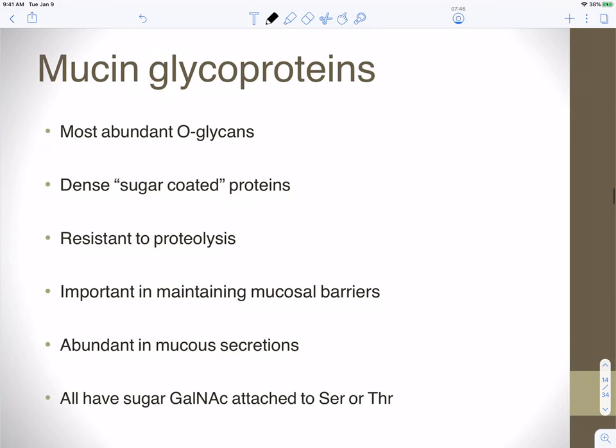Now, mucin glycoproteins are the most abundant of our O-glycans. They form dense sugar-coated proteins that are resistant to being broken down by proteolysis. They're important in mucosal barriers, so they're very abundant in mucus secretions. And all are going to have N-acetylgalactosamine, GalNAc, and that sugar is attached to the serine or threonine, just like all O-glycans are attached to serine or threonine, except for some collagen.